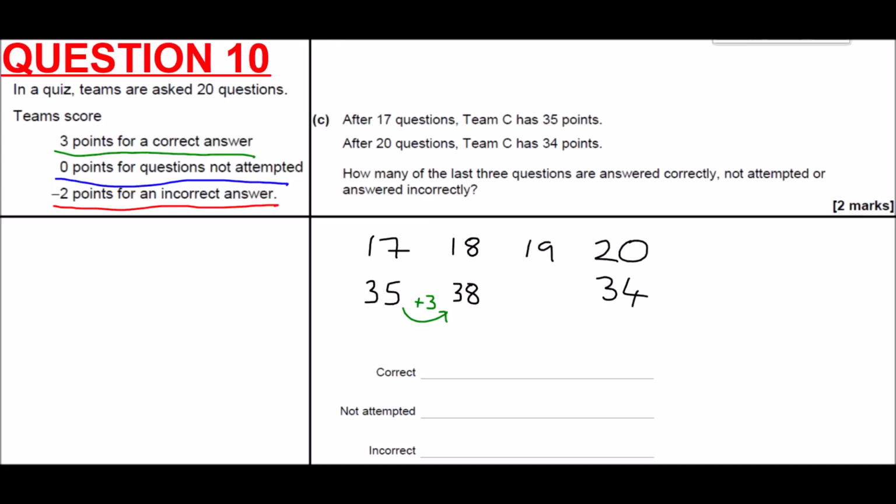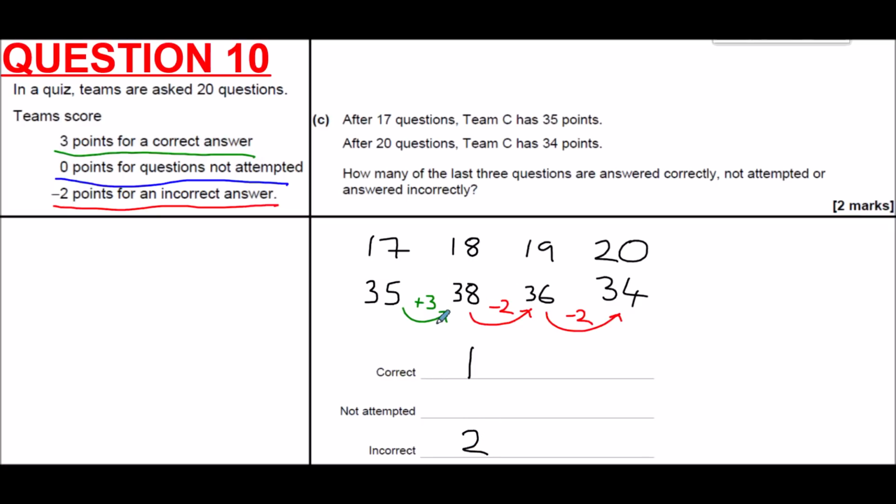Because it answered correctly. Then from 18 to 19, maybe that was answered incorrectly. If you answer a question incorrectly, you lose 2 points. And to go from 36 to 34, if you answered this next question incorrectly, that'd lose another 2 points. And so what it could be is that one question was answered correctly, this one here, question 17, but question 18 and question 19 were answered incorrectly.